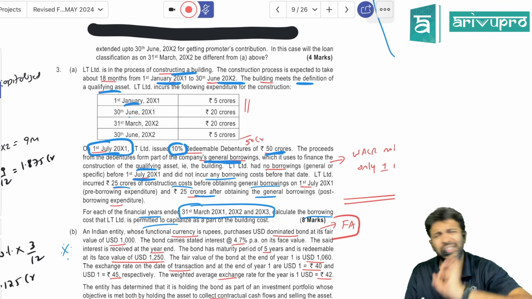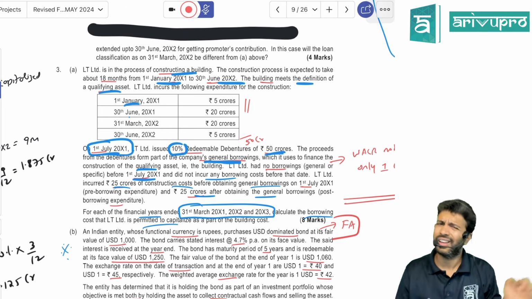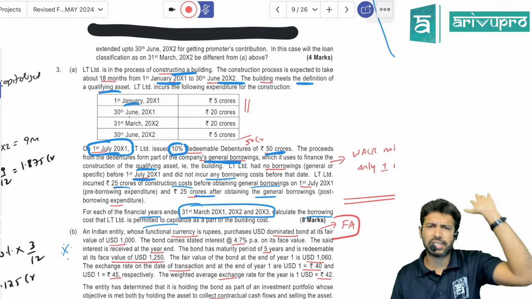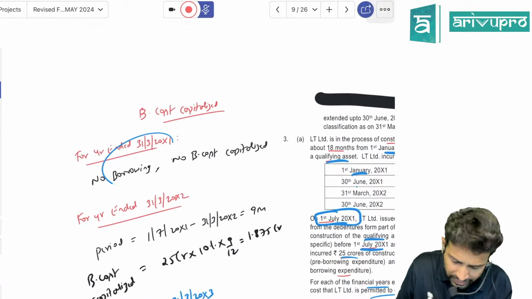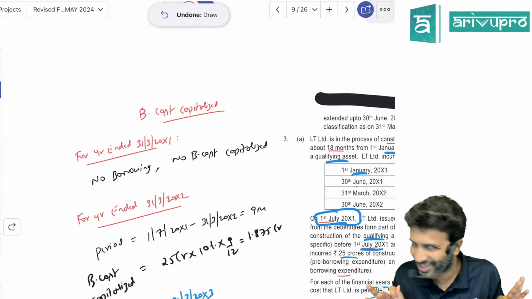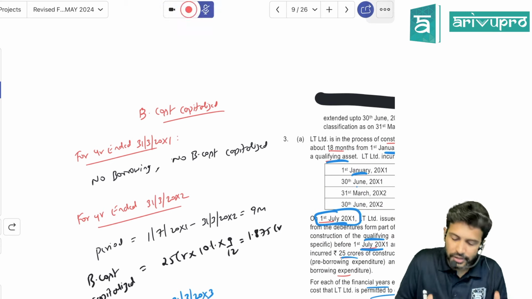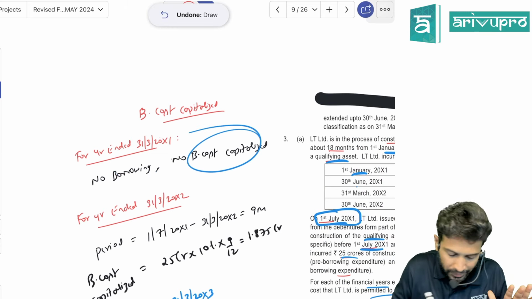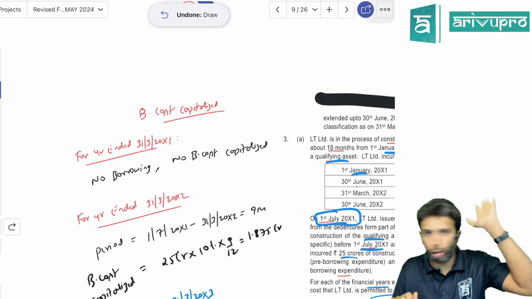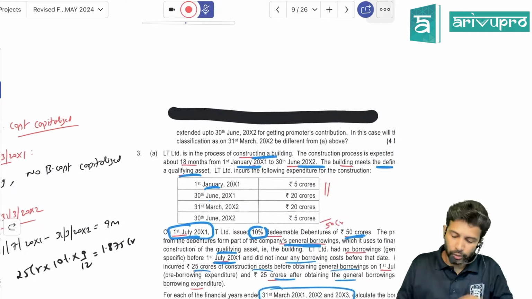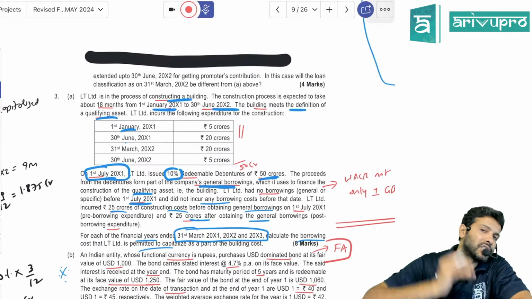That's simple. It's a very straightforward question if you ask me. Very simple only, but it looks a little fancy. I think the first year's treatment, all of you have understood. There was no borrowing cost in the first year, so borrowing cost for capitalization also will not arise. That is over.